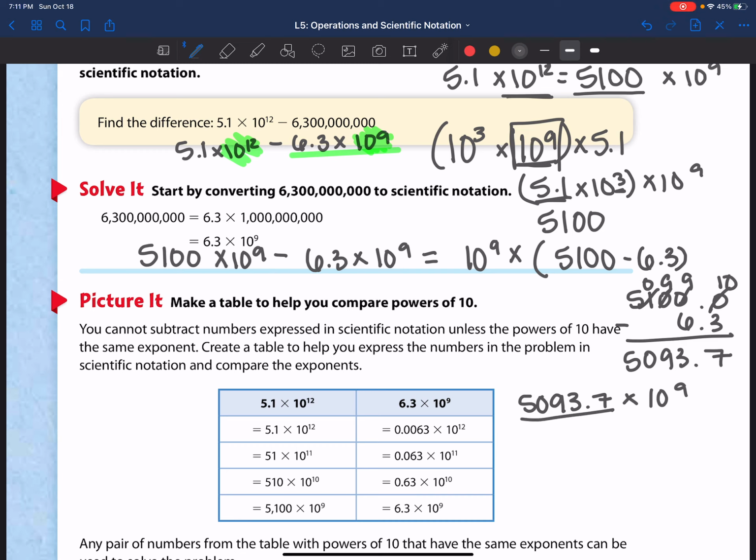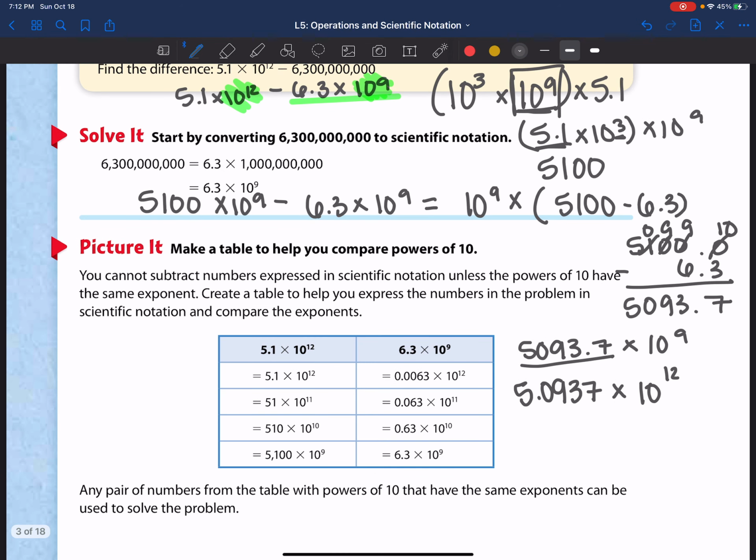because scientific notation tells us that our coefficient needs to be a number between 1 and 10. In order to do that, then I'll just have 5.0937. So I'll just move my decimal place 3 places. So I'll add those 3 places here. And now I have my final solution. 5.0937 times 10 to the 12th power is my solution. Okay. And let's go ahead and move to the connected problem.